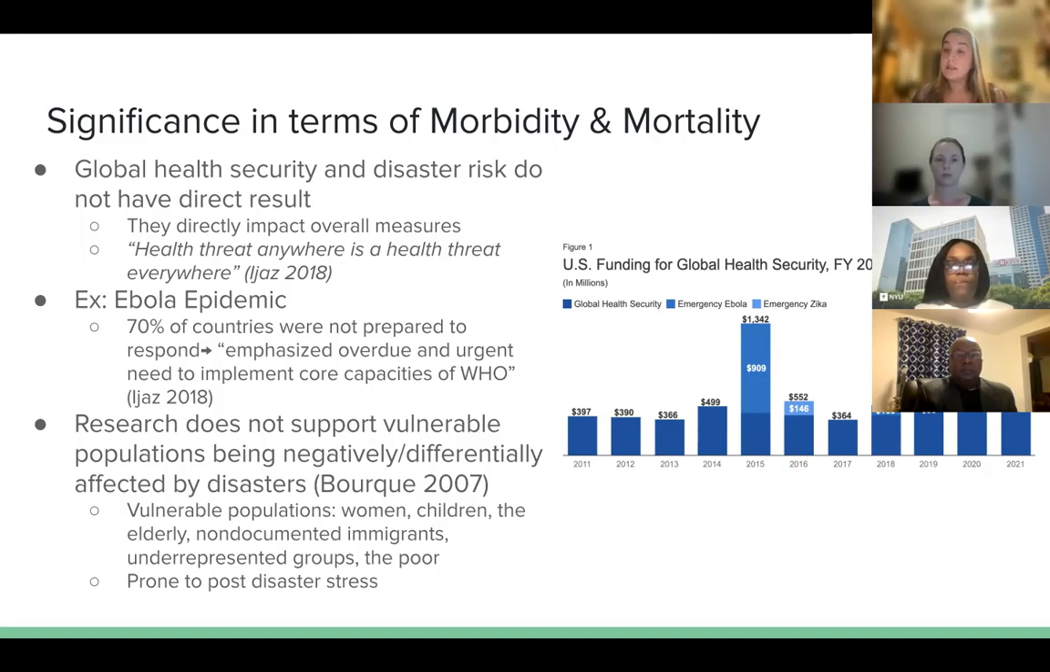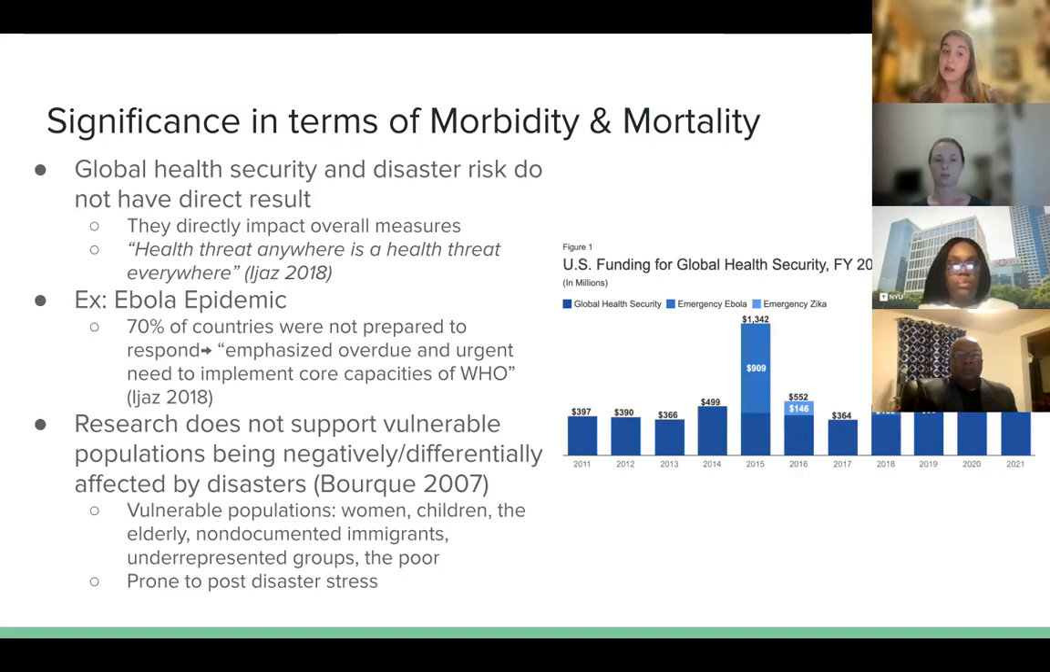Research, however, does not support vulnerable populations being negatively and differentially affected by disasters. These vulnerable populations can be women, children, the elderly, non-documented immigrants, underrepresented groups, or the poor. So they aren't directly affected. However, literature on mental health morbidity shows that a vulnerable person is particularly prone to post-disaster stress, or PTSD. So while they're not impacted immediately, they do have lots of PTSD and mental health issues following those disasters and things that they experience directly.